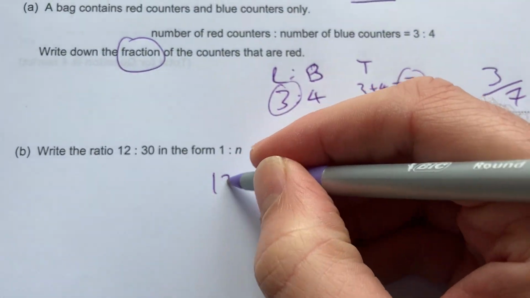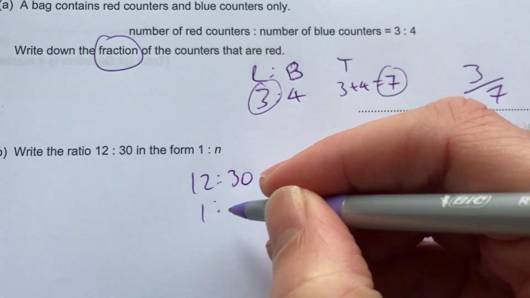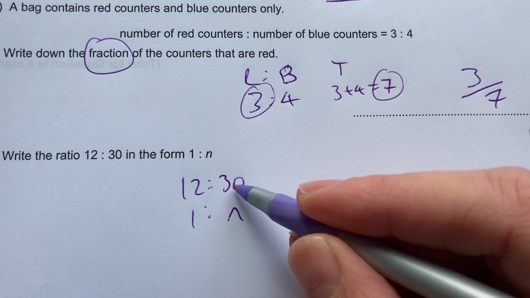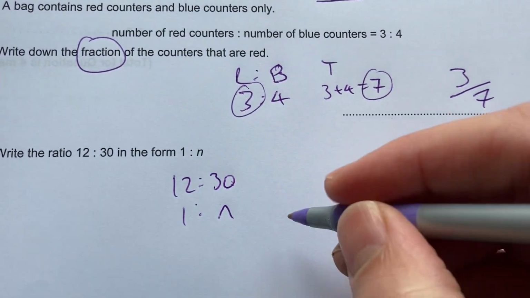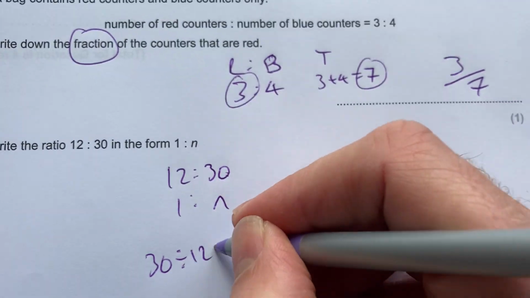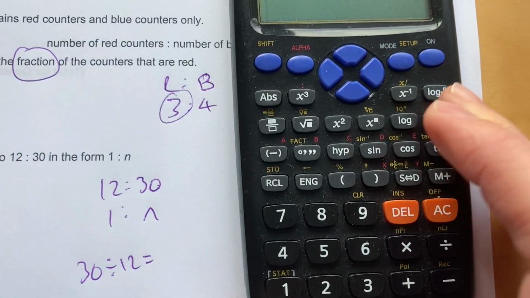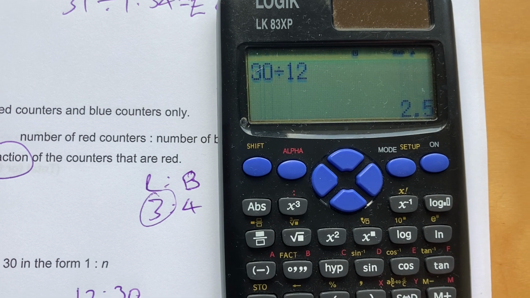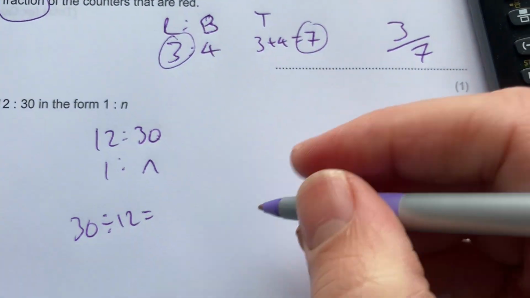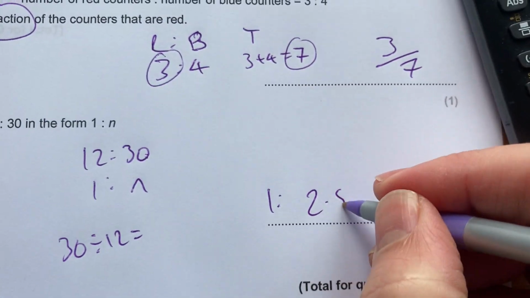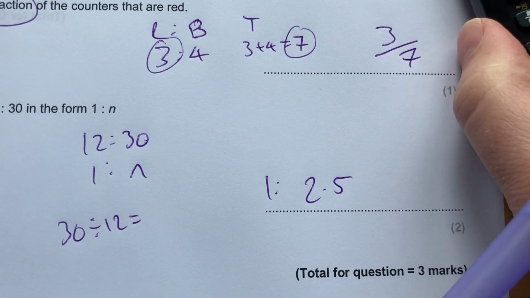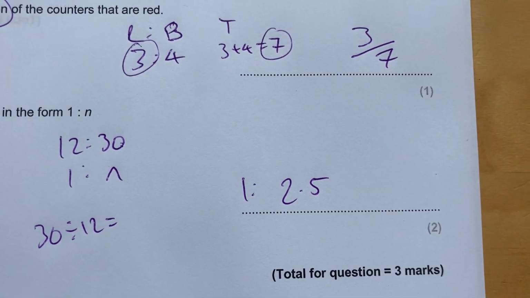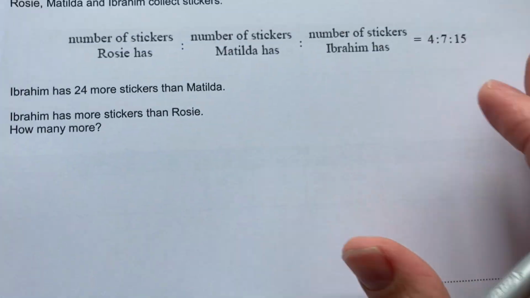Writing the ratio 12 to 30 in the ratio 1 to n, we have to divide that by 12. So 30 divided by 12, again I'll use my calculator. 30 divided by 12 is 2.5. So it's 1 to 2.5. Okay, one more question to do is question 20.